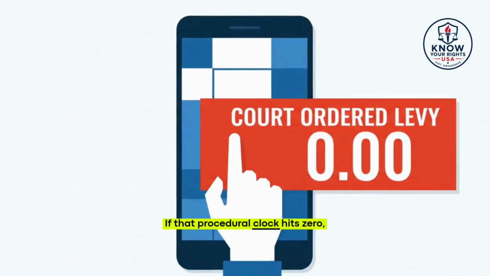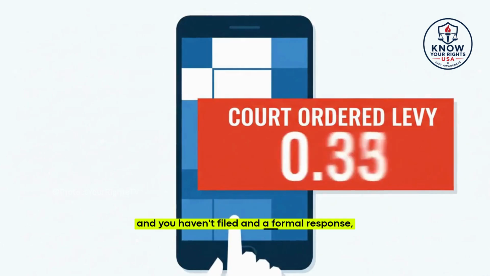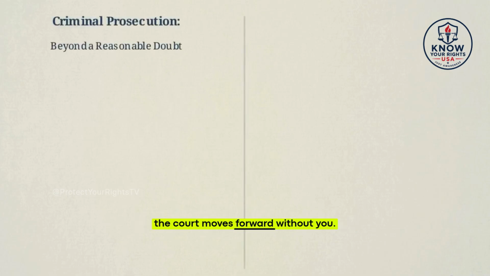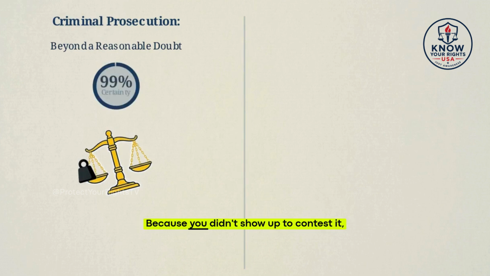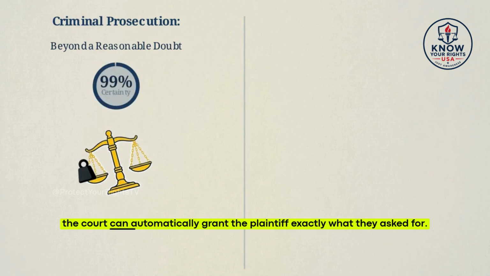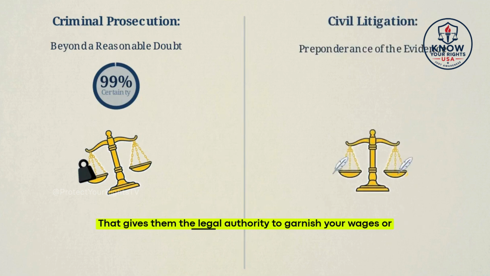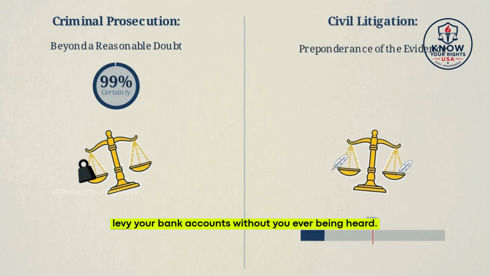If that procedural clock hits zero and you haven't filed a formal response, the court moves forward without you. The judge will likely issue a default judgment. Because you didn't show up to contest it, the court can automatically grant the plaintiff exactly what they asked for. That gives them the legal authority to garnish your wages or levy your bank accounts without you ever being heard.